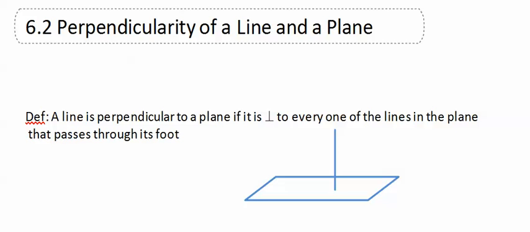So if we look at the diagram, we have a plane and we have a line passing through it. Let's call this plane N. If every single line passing through that foot creates a 90-degree angle or is perpendicular, then we know that the line, let's say line T, would then be perpendicular to the plane.